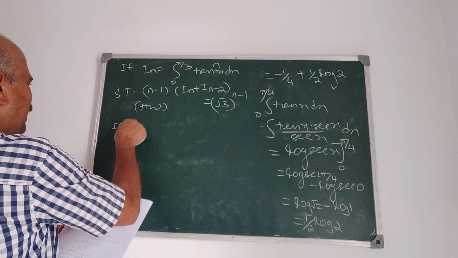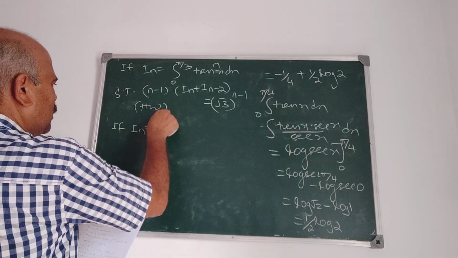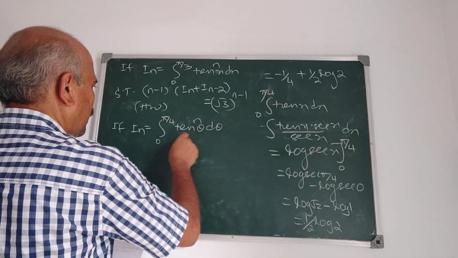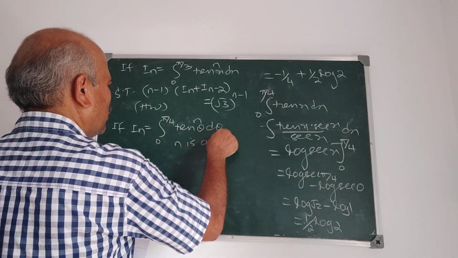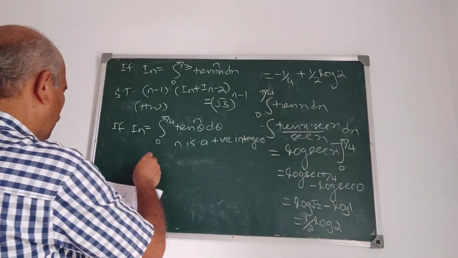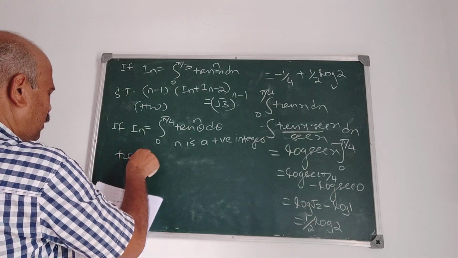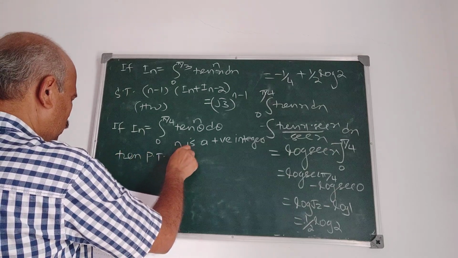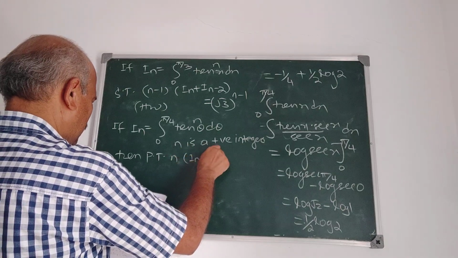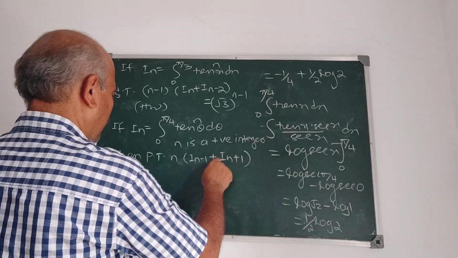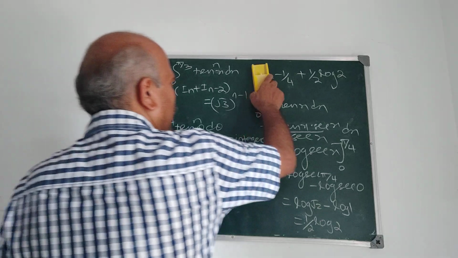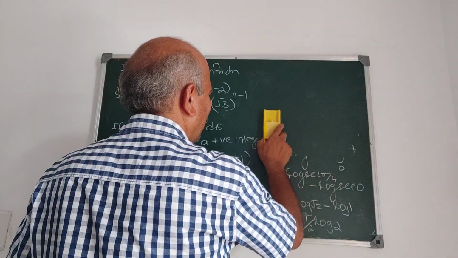If In is integral 0 to pi by 4 of tan theta raised to n d theta, n is a positive integer, prove that n into (In minus 1 plus In plus 1) is equal to 1. A standard problem again.